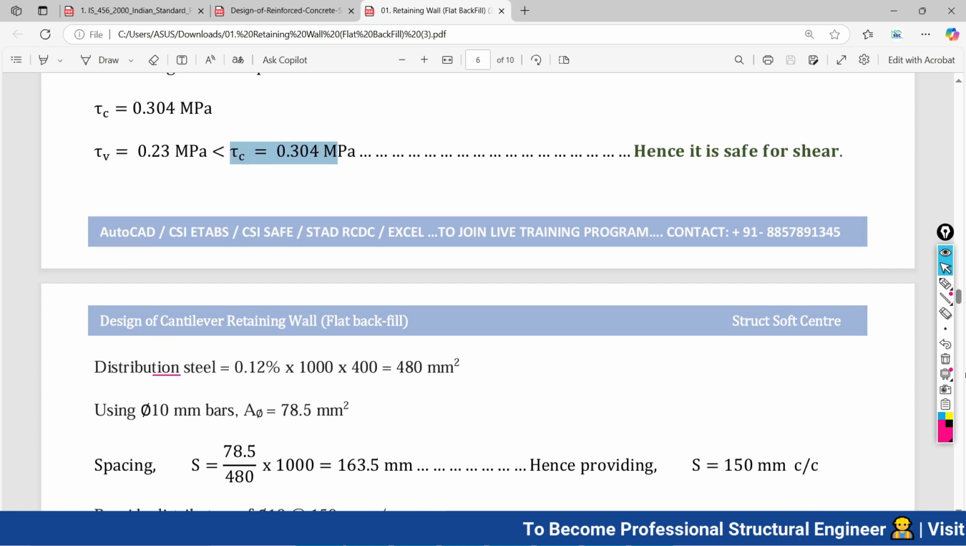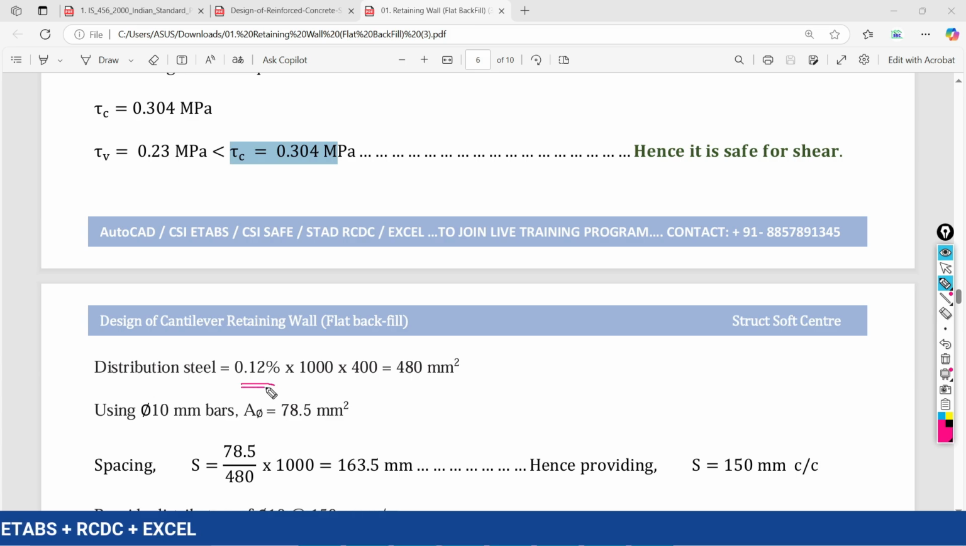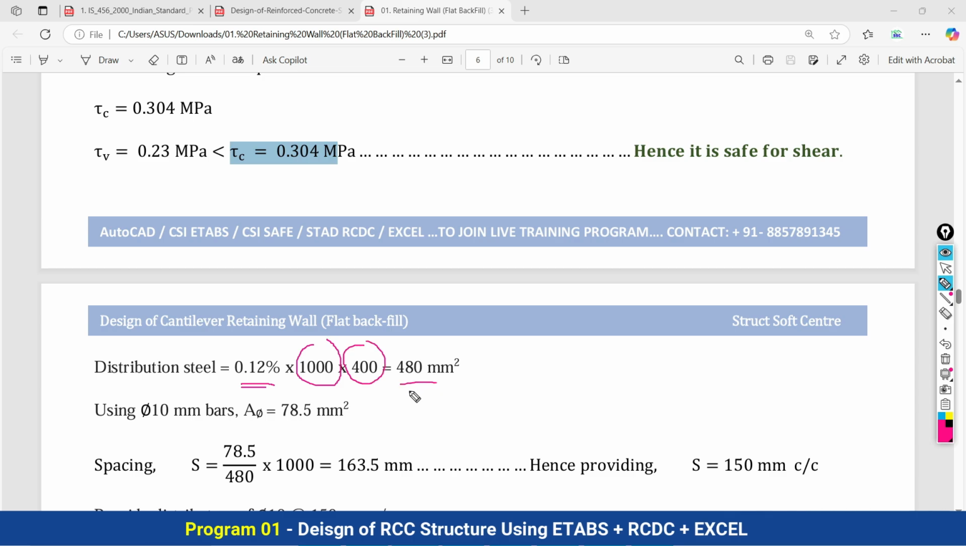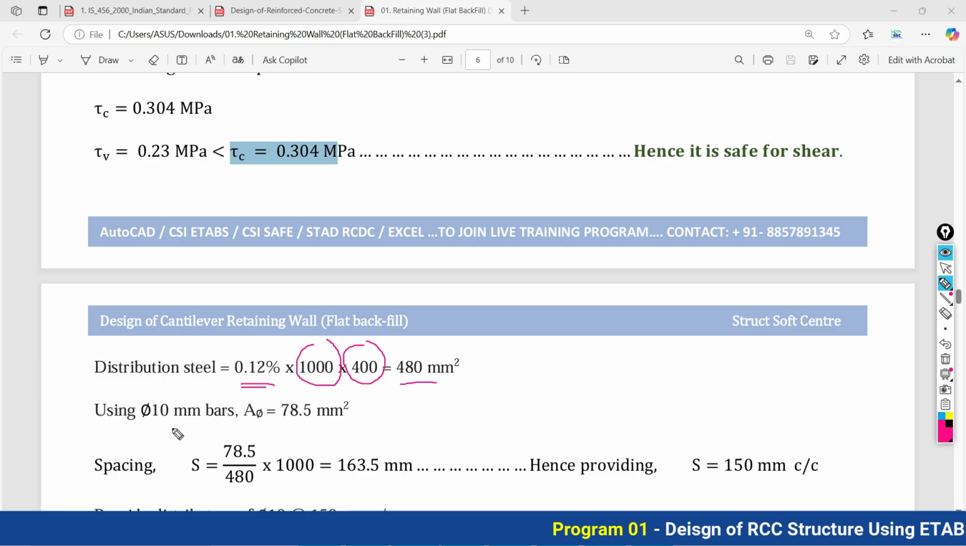So finally now I am going to find out the distribution reinforcement, the reinforcement in the distribution direction. So again it is minimum reinforcement we are going to provide, 0.12% of the width. Consider 1 meter, overall depth as 400. So minimum reinforcement is what? 480 mm square required for the distribution reinforcement.